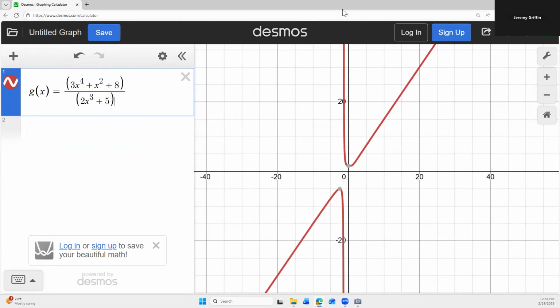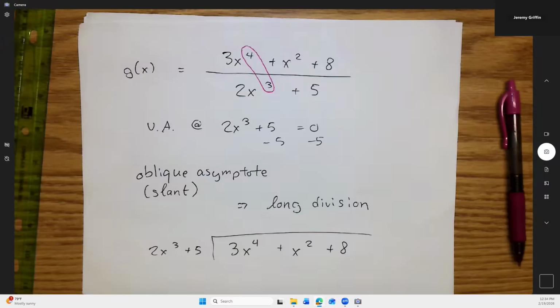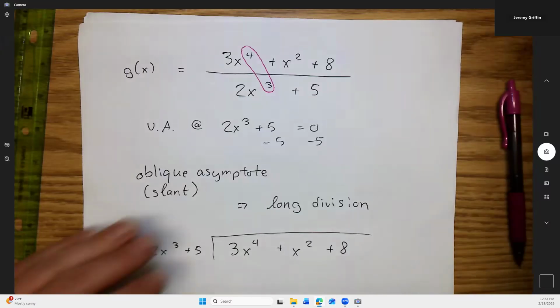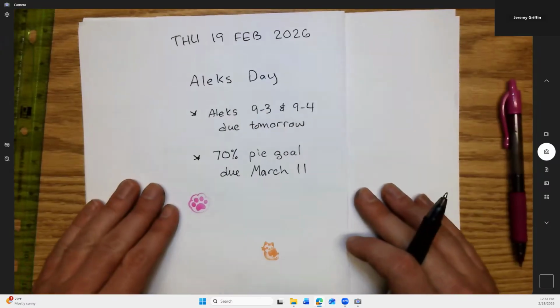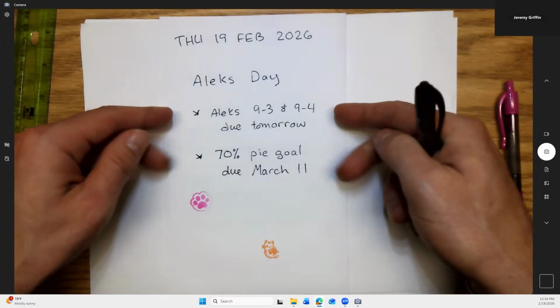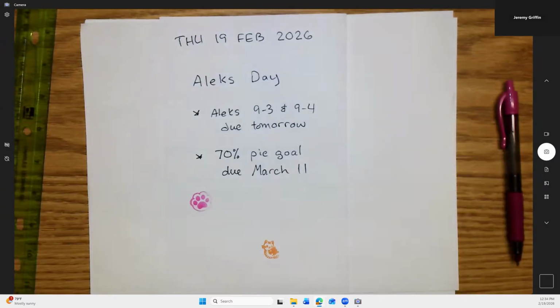There is a quick rundown of the Aleks puzzles that you guys are going to be seeing. So I'll be walking around class helping you guys out, and you can be working on those Aleks assignments right there.